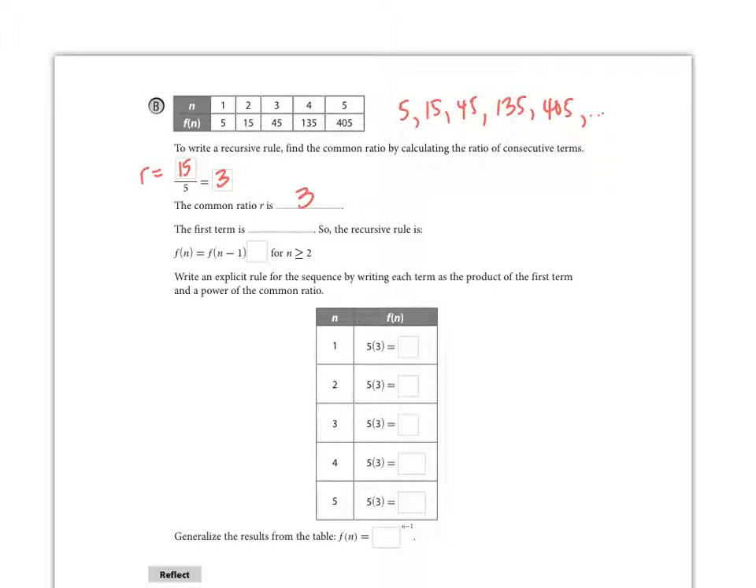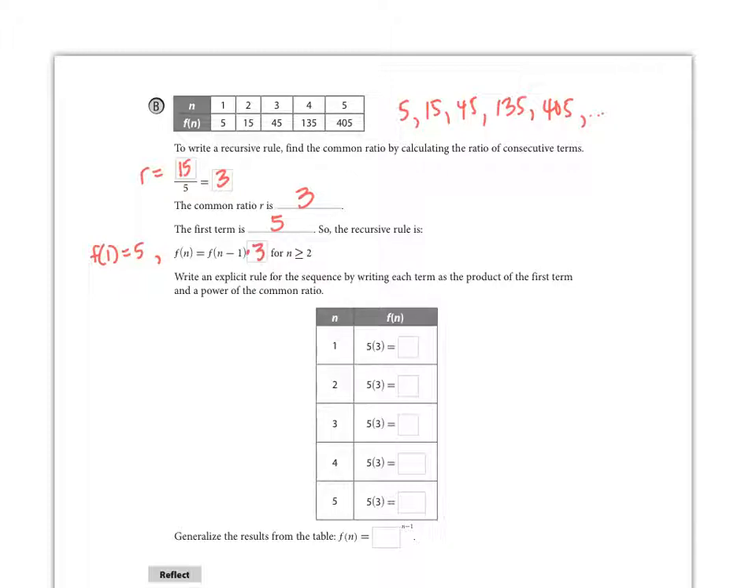The first term is 5. So our recursive rule, we're actually missing the first part here. The book kind of skipped it. We have to start off with our first term. We have to say f of 1 equals 5. That's the first part. Then we say f of n, that's any term after the first term. So like to find the second, third, fourth, fifth term, and so on. We take the previous term, that's this right here, and then we multiply it by our common ratio, times 3.